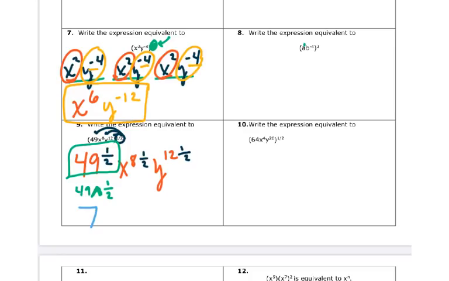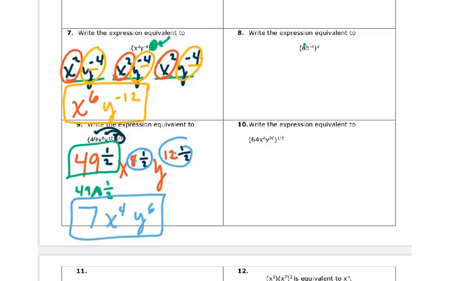Now, 1/2 times 8 is just the number 4. Then 1/2 times 12 is just the number 6. So we distribute it to each term. We give the 1/2 to each of these terms. Use your calculator for the coefficient. For the big number, plug it in, 49 raised to the 1/2. Then for the exponents, you just multiply, you just distribute. 1/2 of 8 is 4. 1/2 of 12 is 6.